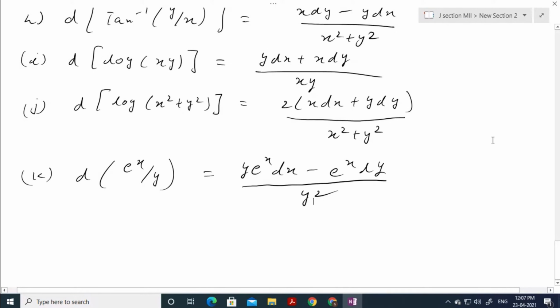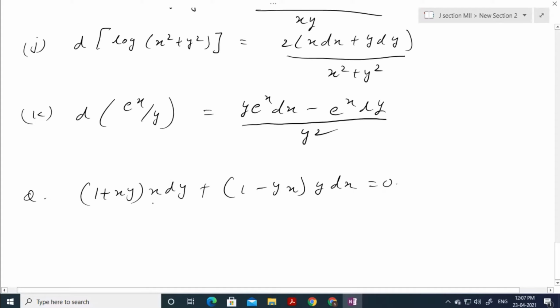Okay, now let us solve a few problems related to this one. Suppose (1 plus xy) x dy plus (1 minus xy) y dx. As you can see here, this is not exact. Why is this not exact? Here this is M. When you differentiate M with respect to y, you get x square, whereas when you differentiate N with respect to x, you get minus y square. Both are different. Therefore, this is not an exact differential equation.